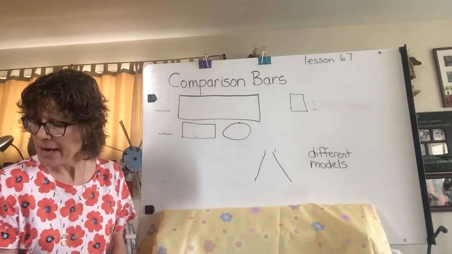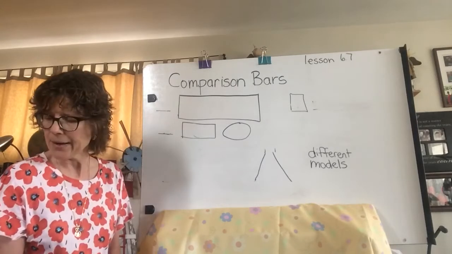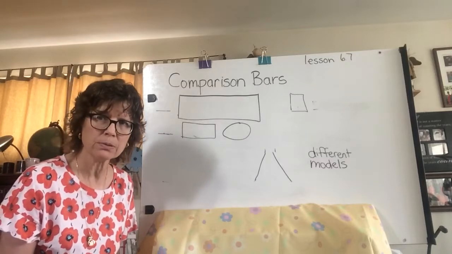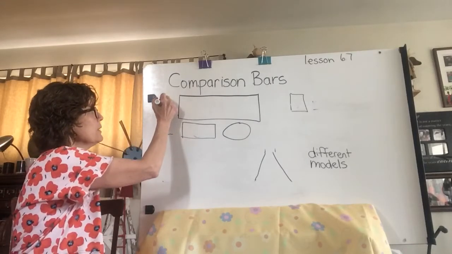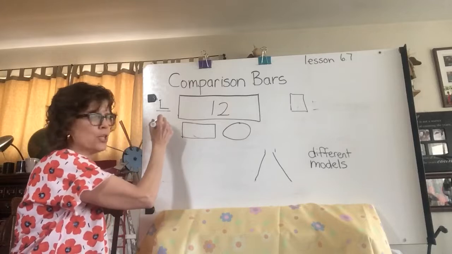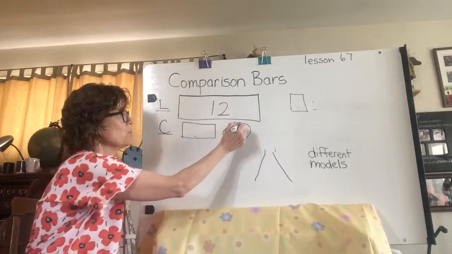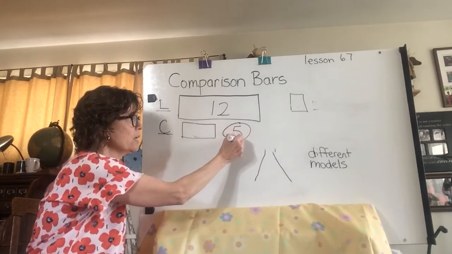Here's story problem number 2. It says, there are 12 lions. There are 5 fewer camels than lions. How many camels are there? Here's our lions. There's 12. Now they did mention that there were 5 fewer. So guess what? Remember, when it's more or fewer, you put it in the oval.